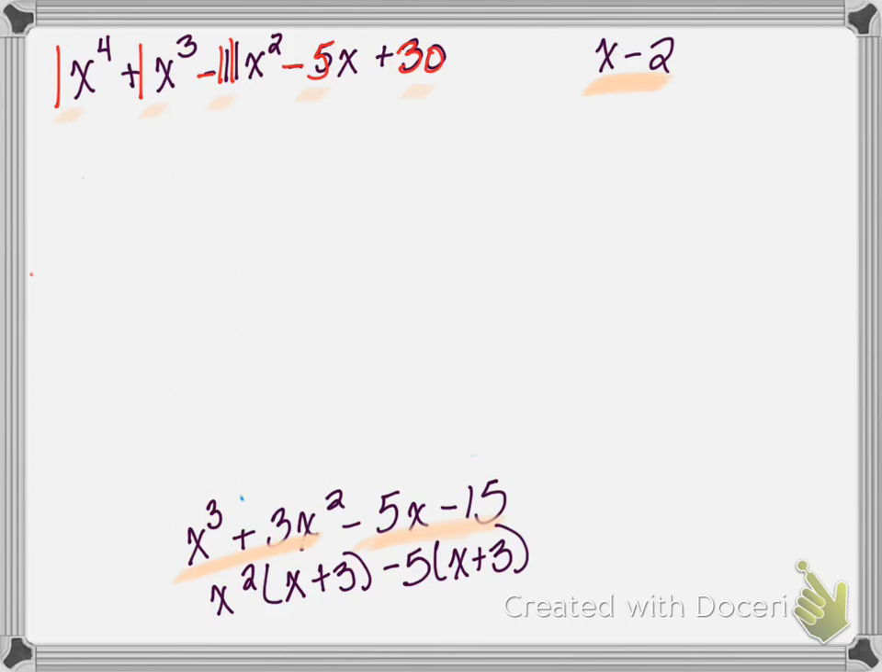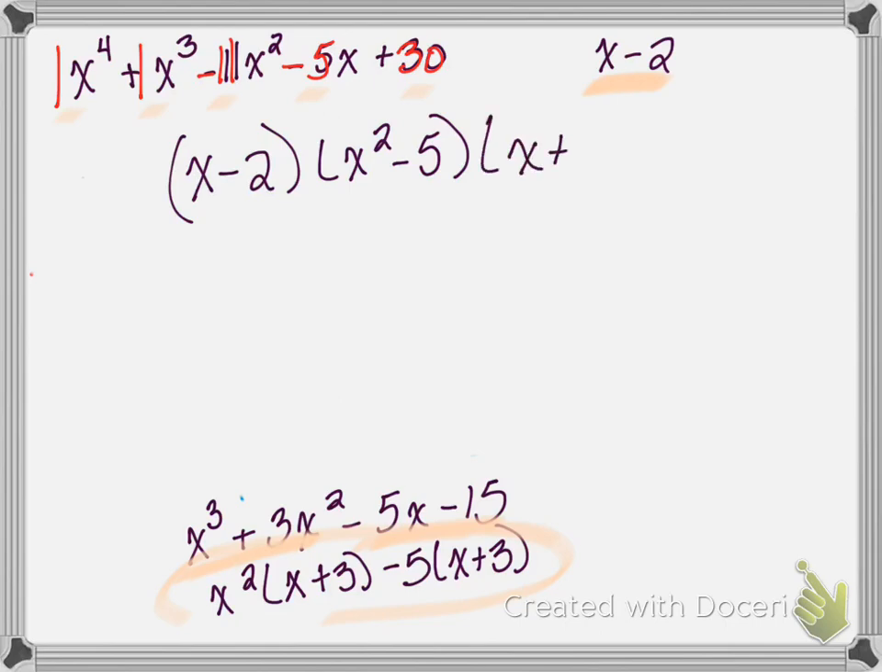So we are left with x minus 2 because that was the original given. Then from down here, I have x squared minus 5, and then I have x plus 3. Okay, now x minus 2 and x plus 3 are linear factors. So I am done with those, x minus 2 and x plus 3.